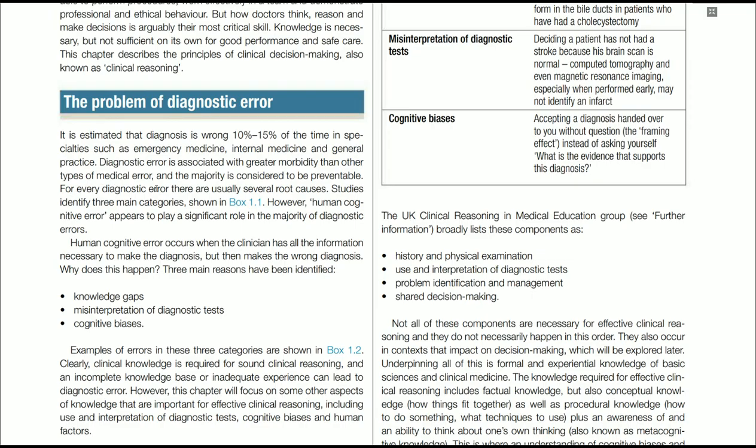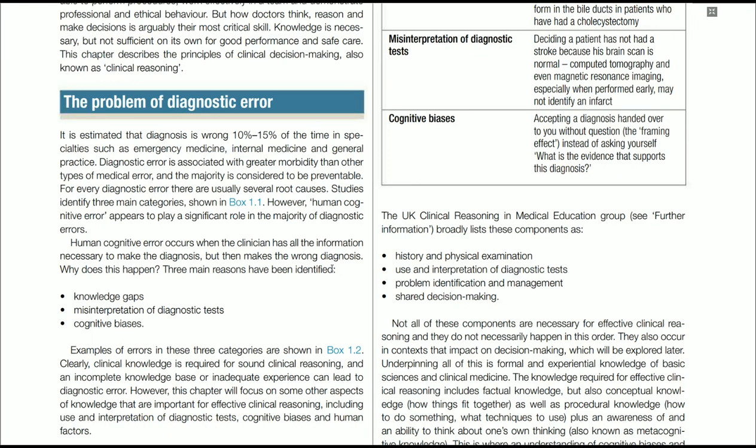For every diagnostic error, there are usually several root causes. Studies identify three main categories shown in box 1.1. However, human cognitive error appears to play a significant role in the majority of diagnostic errors. Human cognitive error occurs when the clinician has all the information necessary to make the diagnosis, but then makes the wrong diagnosis. Why does this happen?